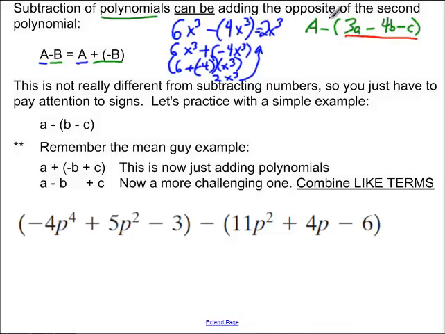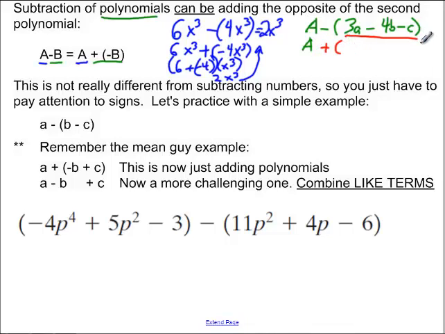When we subtract, remember, subtracting the b polynomial is the same thing as adding the opposite. So let's take a look at what that would mean. We're not going to change the a polynomial, because this a polynomial didn't change, so we're not going to concentrate on that. But what we are going to concentrate on is adding the opposite.